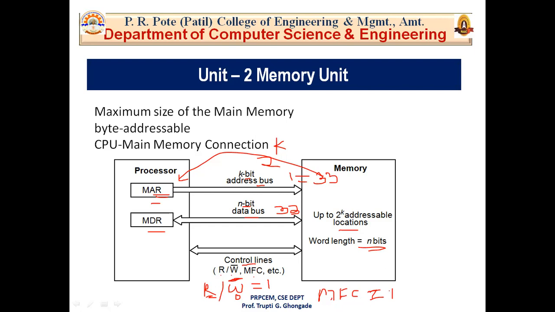Now upon receipt of the MFC signal, the processor will get this signal that MFC is set to 1. Upon receipt of this MFC signal, the processor loads the data from the data lines into the MDR register. Now where is your data? Your data is on the data lines. After getting MFC equals 1, your processor will put that data into the MDR register.